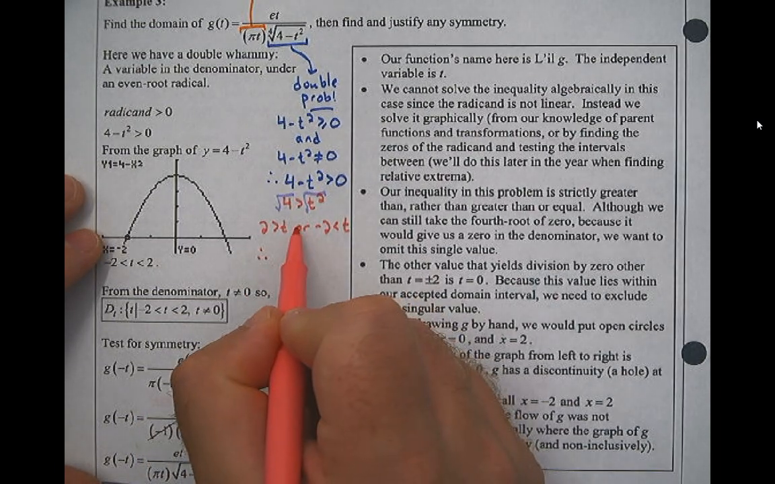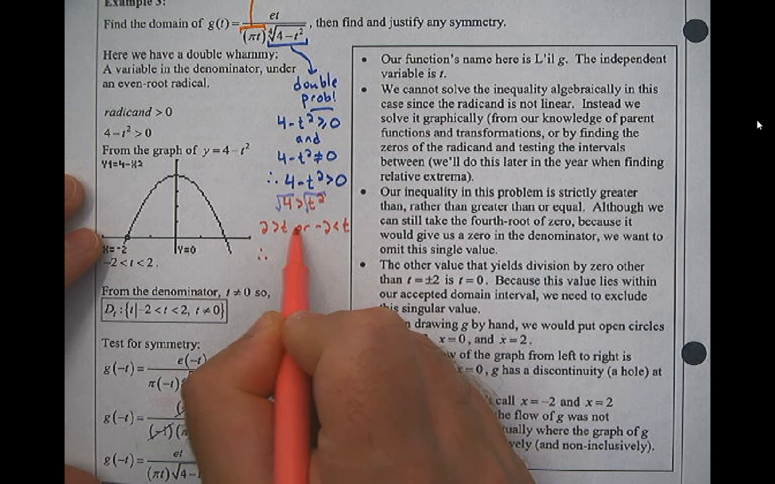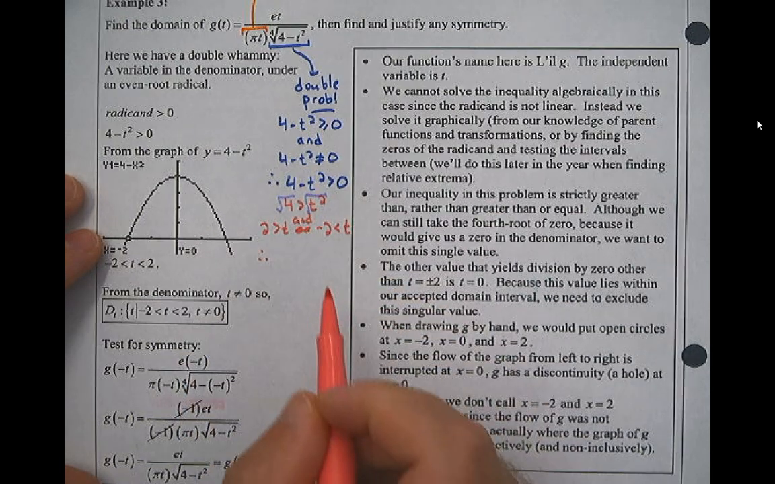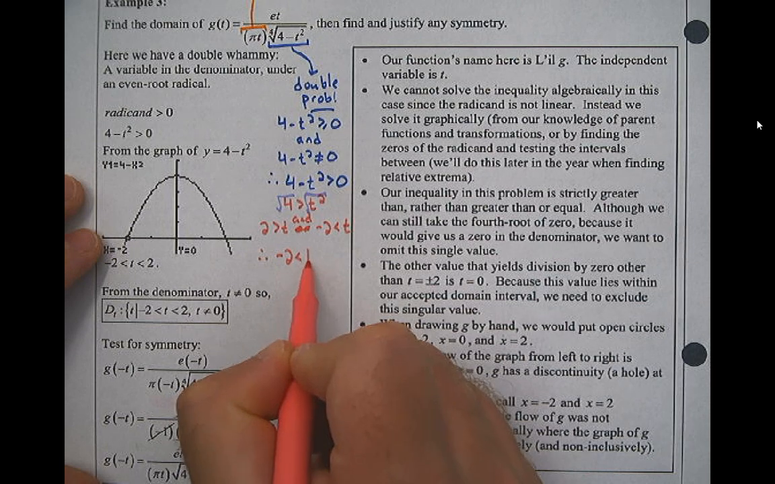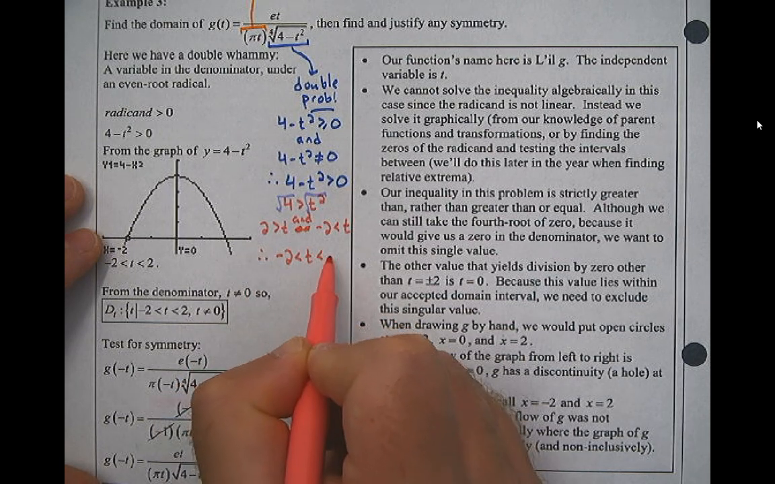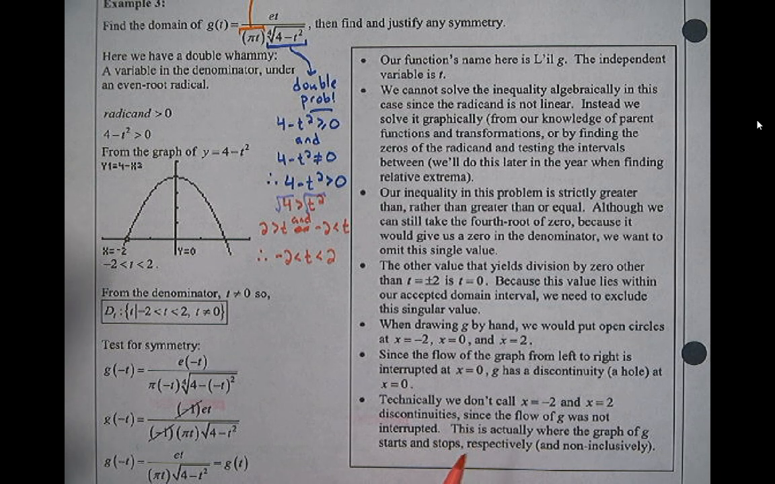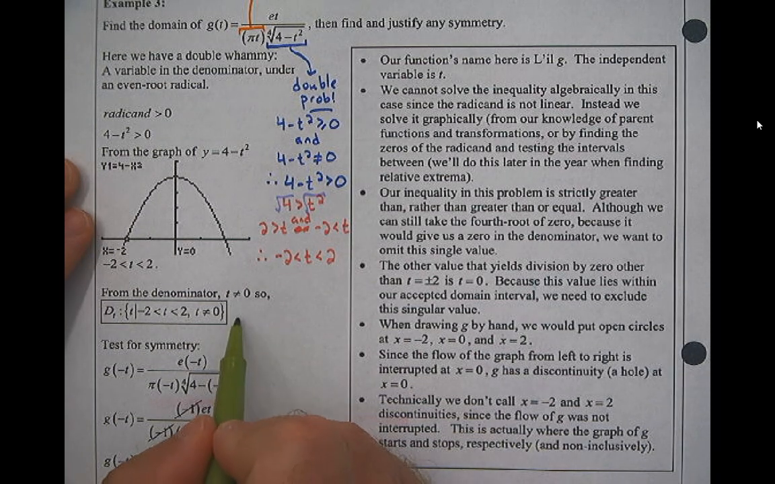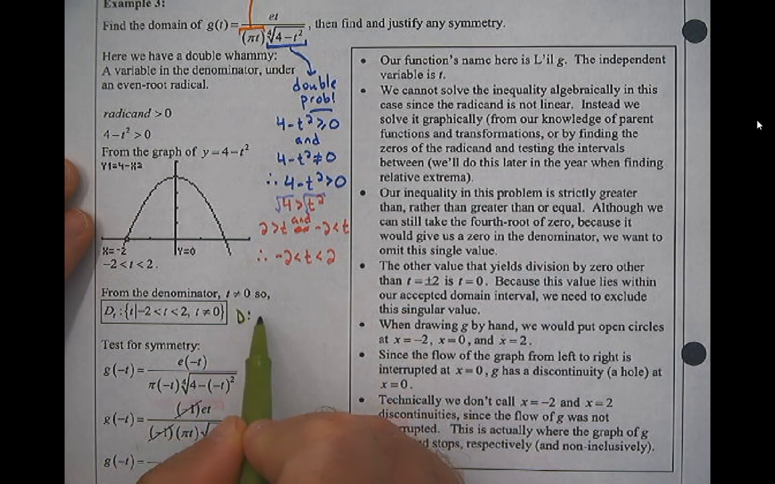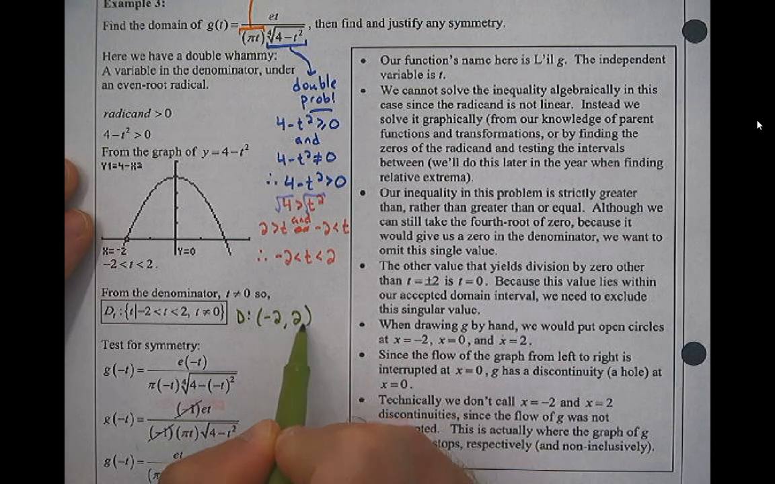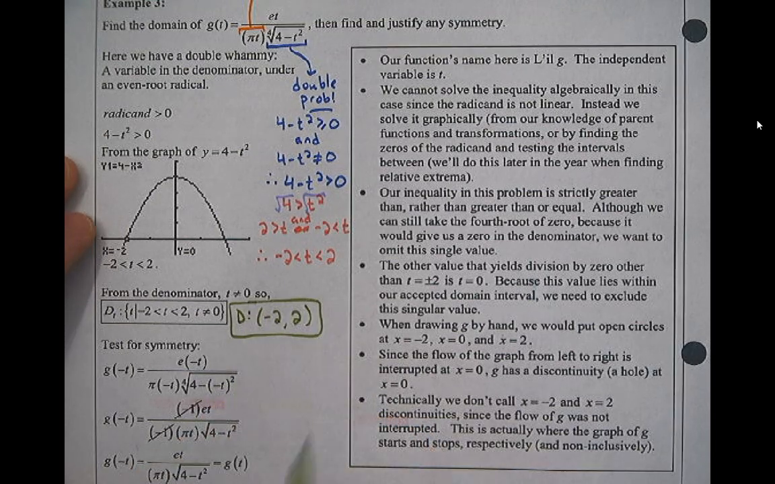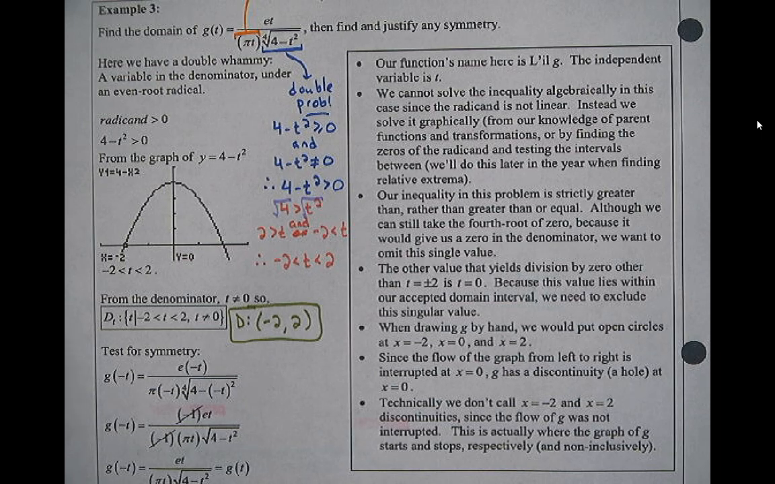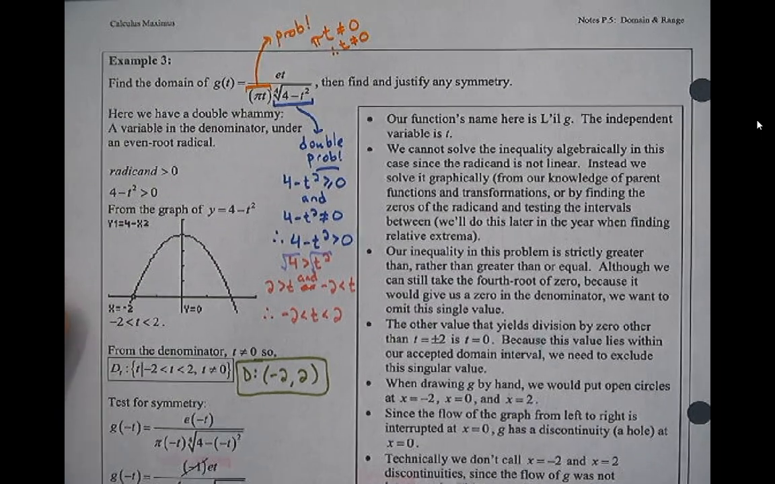Now, I could put these together. I should really say and, not or. So negative 2 is less than t, but what is t? T is less than 2. So now we can put all that together in one statement, and we can use that statement to define our domain. Our domain is negative 2 not inclusive until 2 not inclusive. Pretty tough. That one's pretty tough, but it's not beyond your skills. It's pushing the limits, but it's definitely not beyond what you can do.